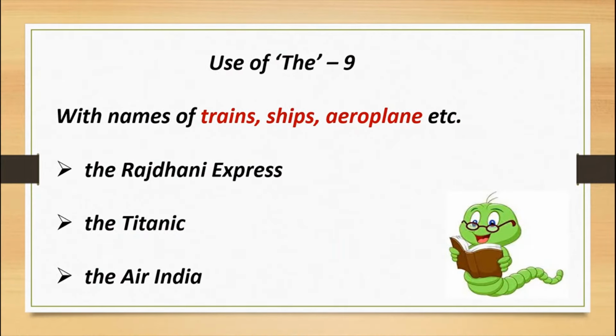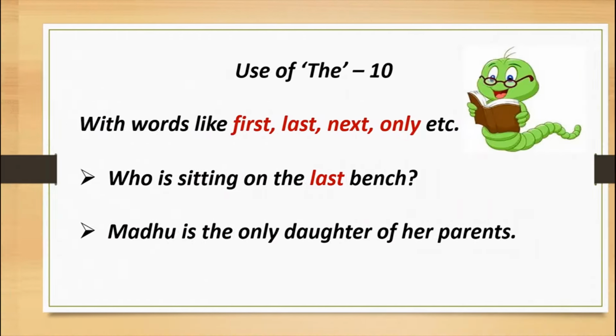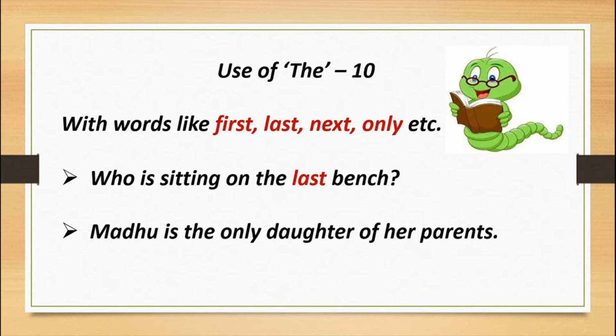Rule 9. With names of trains, ships, aeroplanes, etc. For example, the Rajdhani Express, the Titanic, the Air India. Rule 10. We use the with words like first, last, next, only, etc. For example, who is sitting on the last bench? Madhu is the only daughter of her parents.